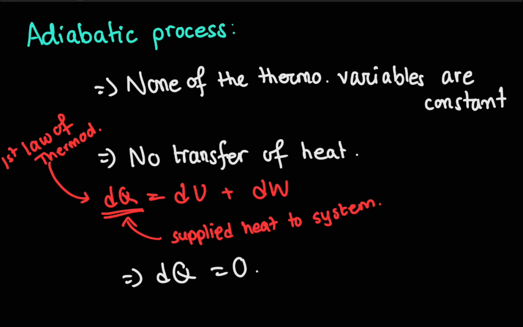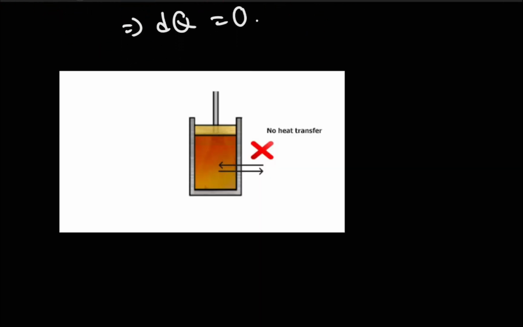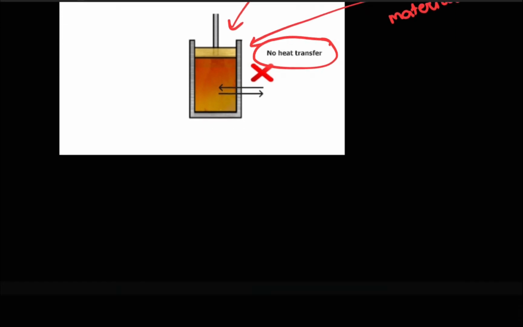Now, we want to look for an example of an adiabatic process. What can it be? If you have a cylinder that has walls made out of insulating materials and does also have a movable piston, then you can say that there is no transfer of heat. And that is why this can be said to be an example of an adiabatic process. Alright, moving on with our last thermodynamic process.